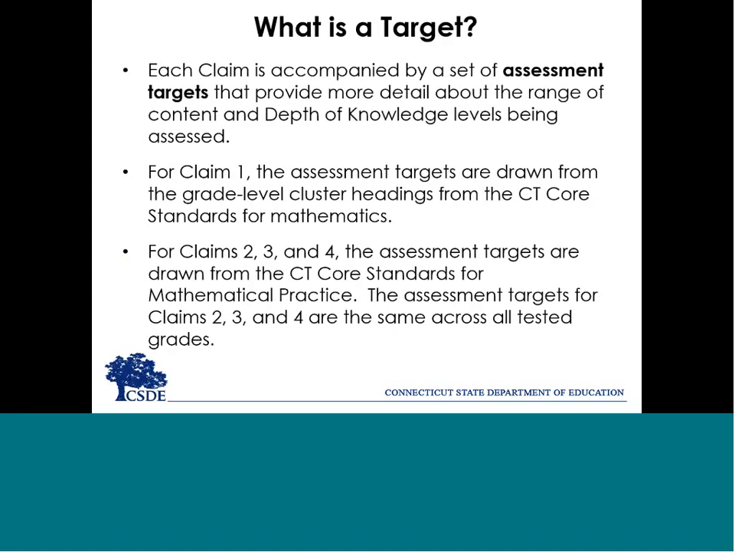Mathematics claims are then broken down into targets. Assessment targets for each claim provide more detail about the range and content and depth of knowledge levels being assessed. For Claim 1, the assessment targets are drawn from the grade level cluster headings from the Connecticut Core Standards for Mathematics and therefore change from grade to grade. For Claims 2, 3, and 4, however, the assessment targets are drawn from the Connecticut Core Standards for Mathematical Practice. The mathematics assessment targets for Claims 2, 3, and 4 are the same across all tested grades.